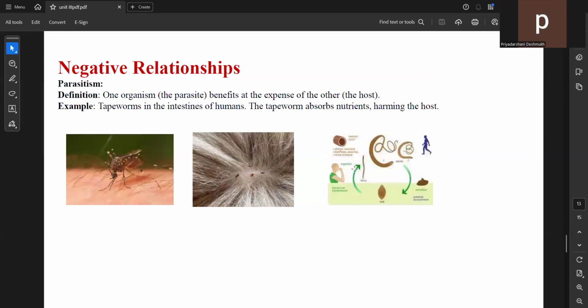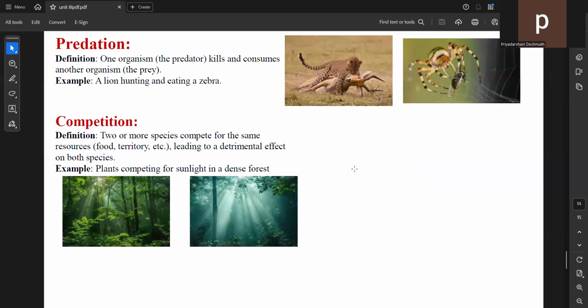Now the next one is the negative relationship. In the negative relationship, there is parasitism or predation. In parasitism, one organism benefits at the expense of the other. So one is the parasite, and the other is the host. For example, tapeworms in the intestine of humans absorb nutrients and harm the host. In predation, one organism, the predator, kills and consumes another organism, the prey. For example, a lion hunting and eating a zebra or deer.